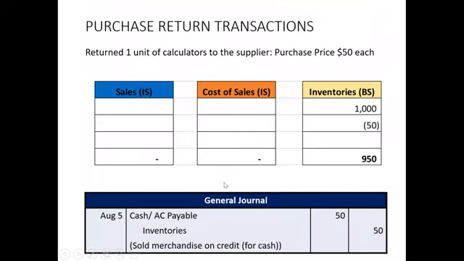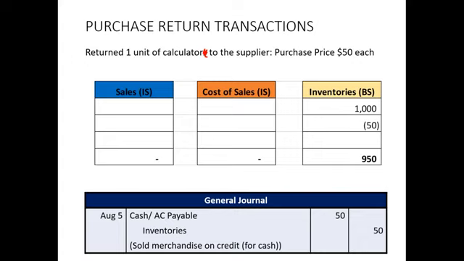For transaction number two, for example, we return one unit of the calculator to the supplier, whereby we purchased 20 units before this. Now we are not happy with the packaging, maybe the box is not good, maybe the model is wrong. So we decided to return one unit back to our supplier. If before this you made payment by cash, when you return the calculator to your supplier, you will ask, give me back my cash. So you're going to debit your cash.